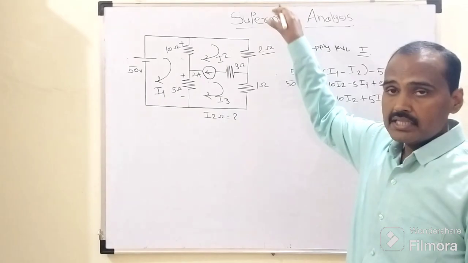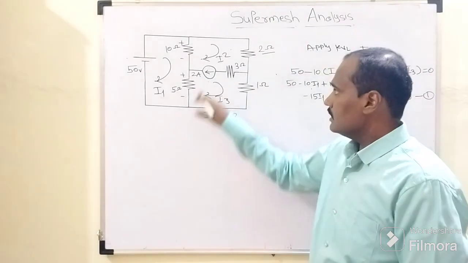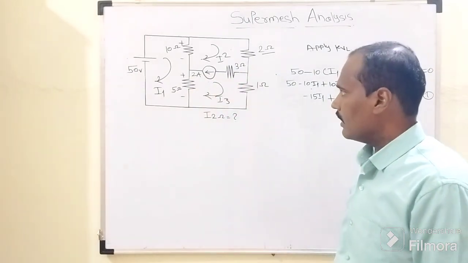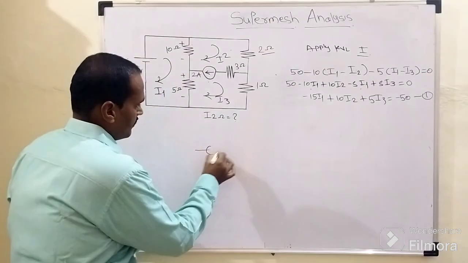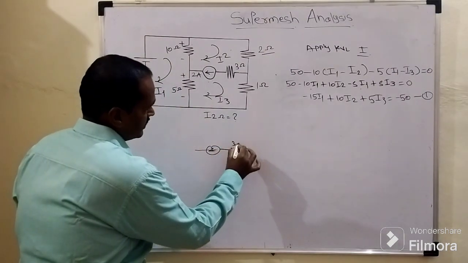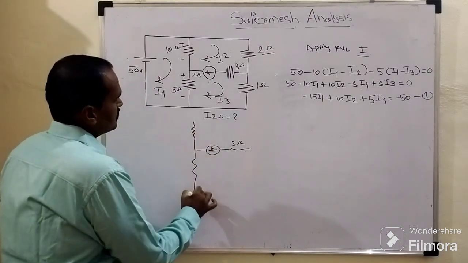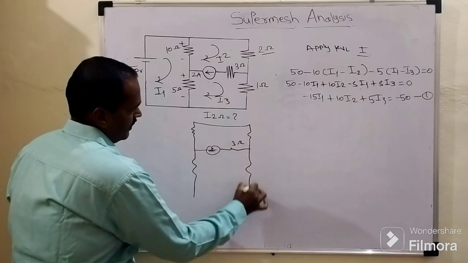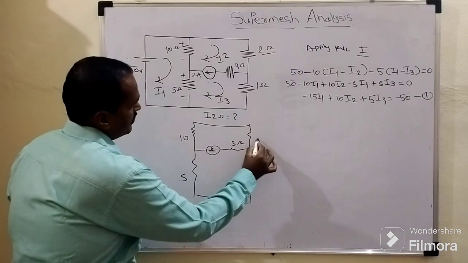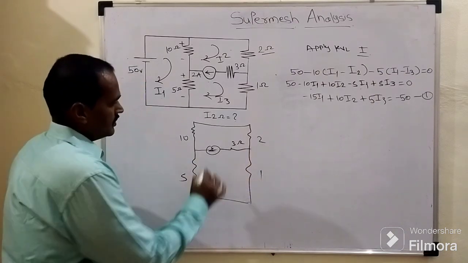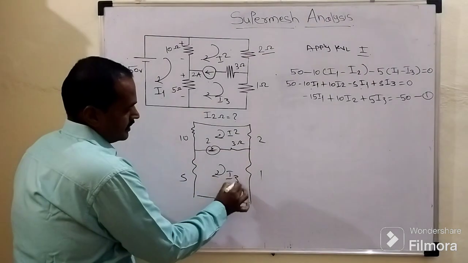Now while following the super mesh strategy, what we need to do? See, as I told you earlier, in this horizontal arm we used to have a current source of how many ampere? A current source of 2 ampere and a resistor of 3 ohm, right? Then after that, this is how our circuit will look like. These two resistors are there. This is of 10 ohm, 5 ohm, 2 ohm and 1 ohm. This is the 2 ampere. This is I2 and this is I3.